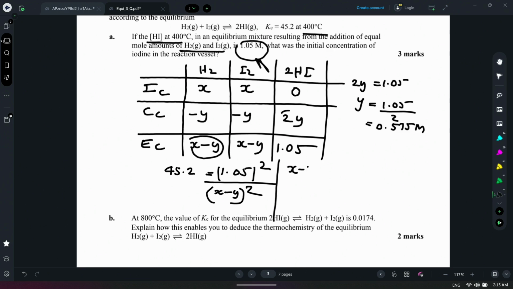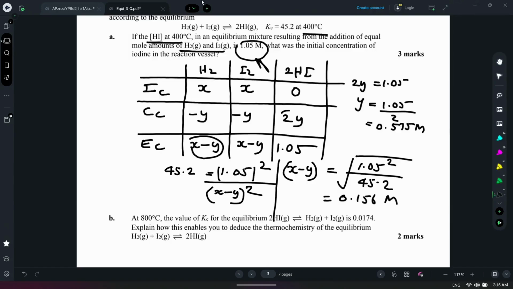Using that expression, we can find out what x minus y is, which is 1.05 squared over 45.2. You have to rearrange and find the square root. Is that clear? When you find the square root, it is going to be 0.156 moles per liter. Now, what have we just done? We just found out what x minus y is.